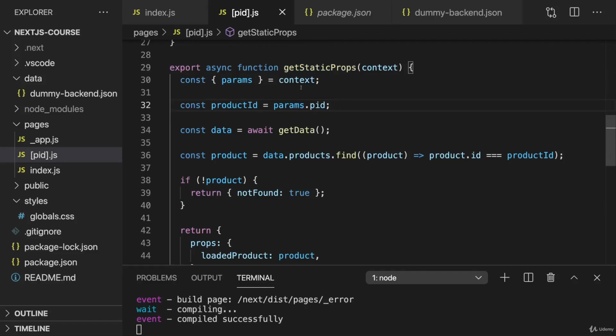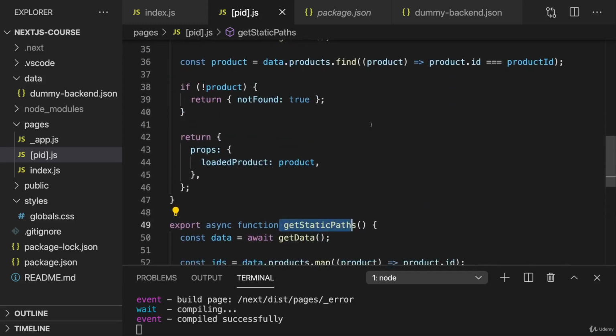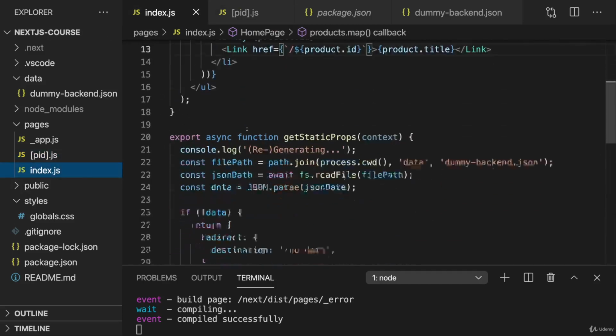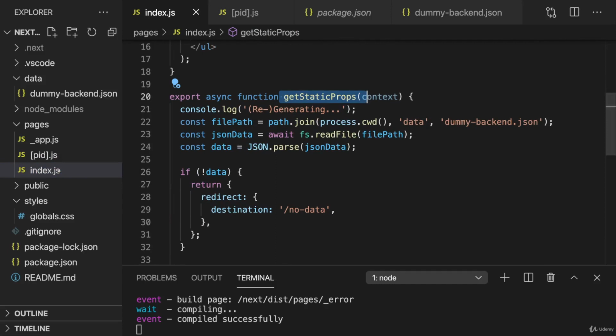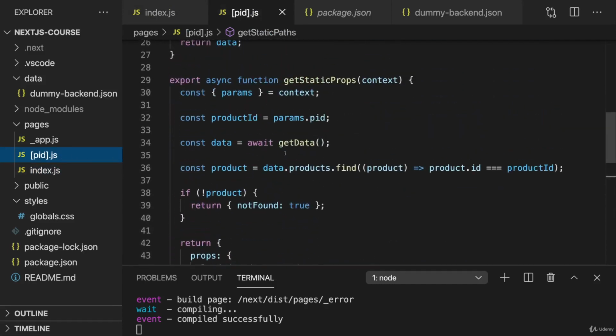So now we had a look at getStaticProps and getStaticPaths. And these two are working together. You don't always need both. In the case of index.js, we only needed getStaticProps. But for dynamic pages that should be pre-generated, you do need both.